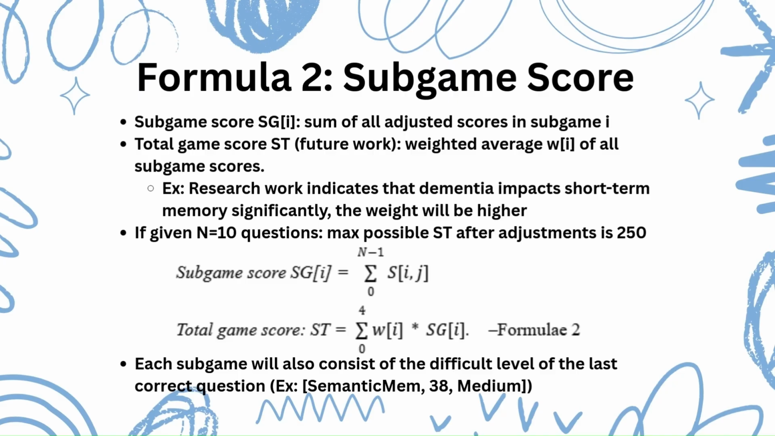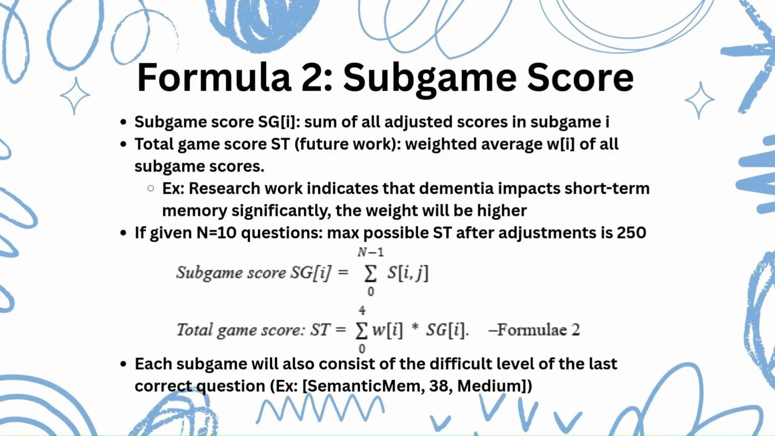For instance, research indicates that dementia affects short-term memory more significantly, so its weight is higher. However, weight assignments will be included in our future work. Say a player is given n equals 10 questions, then the maximum possible total game score, after adjustments, is 250. This does not necessarily mean that each question is worth exactly 25 points.